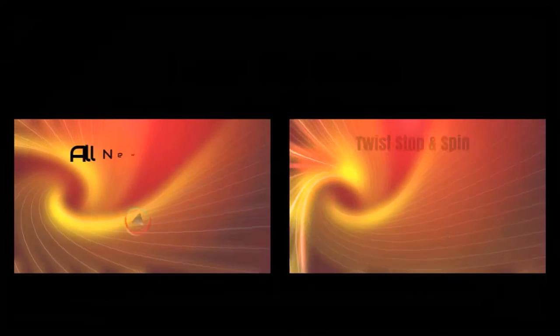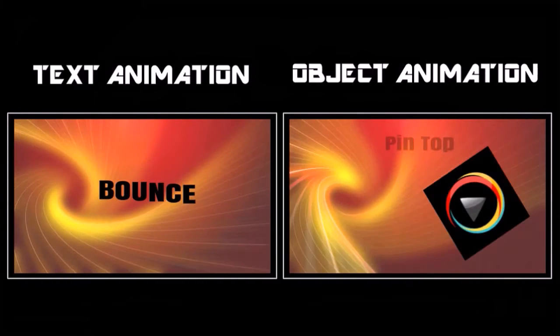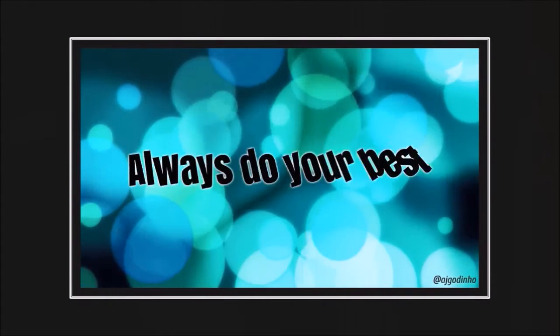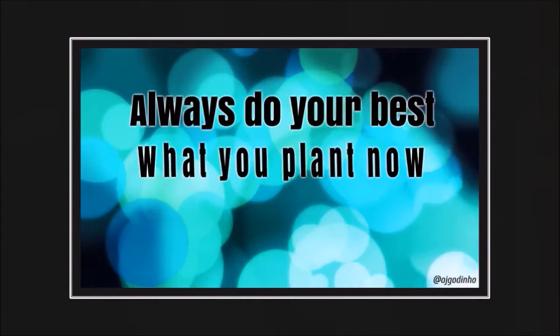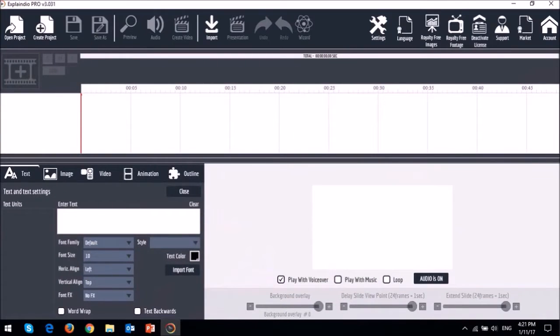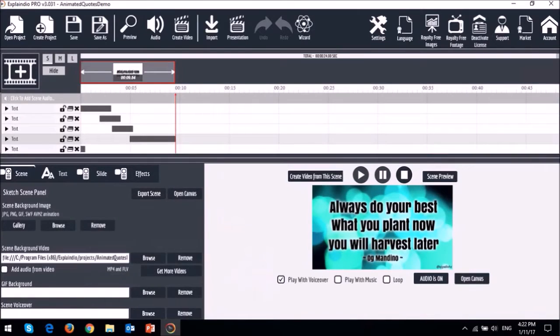EVC 3.0 comes with a ton of preset text and object animations similar to the ones that you're seeing right now. So this is one of the many animated quotes that I created, and I will use it as an example in this tutorial. I'm currently using Explaindio version 3.031. So this is the same animated quote I just showed you before.